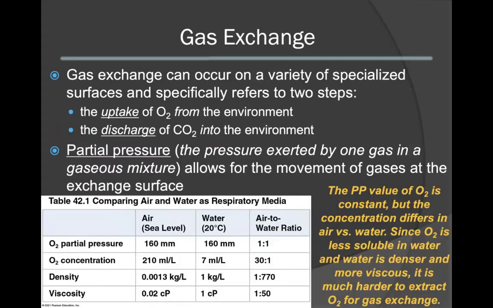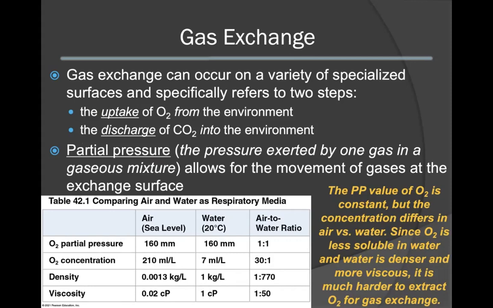We're now going to take a look at the overall process of gas exchange and respiratory systems. Gas exchange can occur on a variety of specialized respiratory surfaces. Gas exchange specifically refers to two main steps: the uptake of oxygen from the environment and the release or discharge of carbon dioxide into the environment.